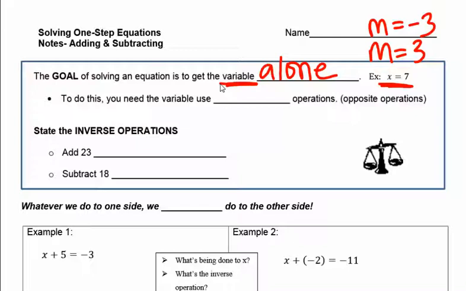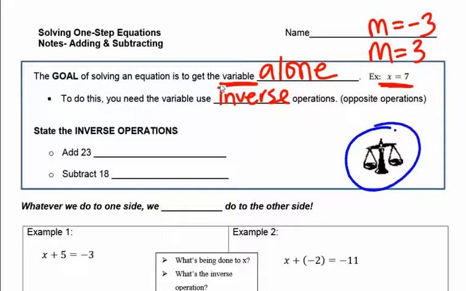Now remember, in order to do this, we are going to use inverse operations. Whatever is being done to our variable, we're going to do the inverse operation, the opposite operation, to undo that and to get the variable by itself.